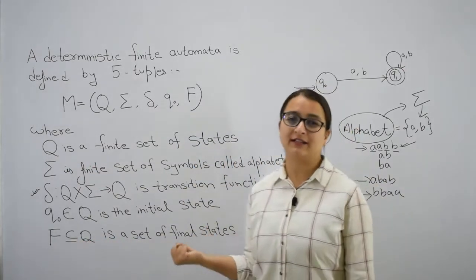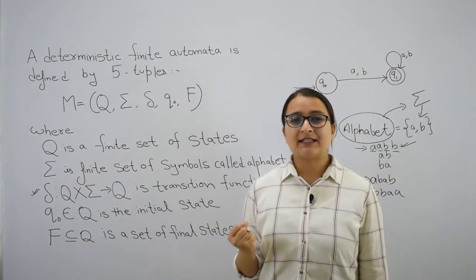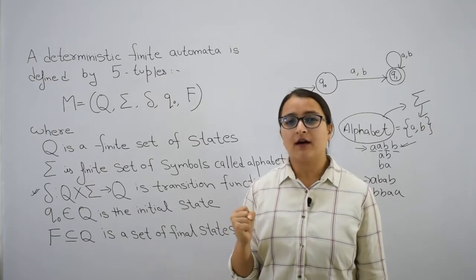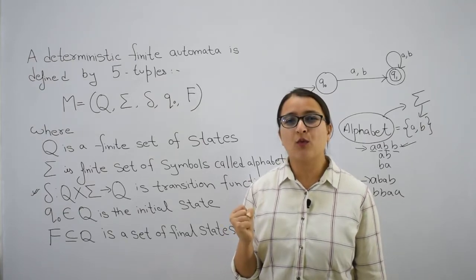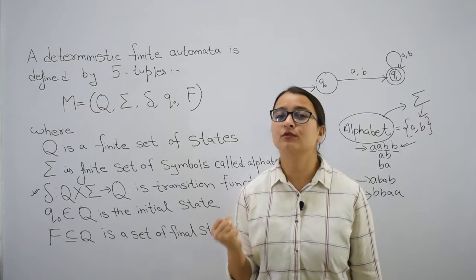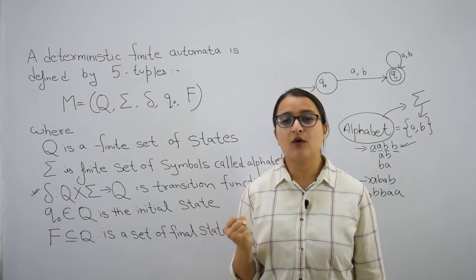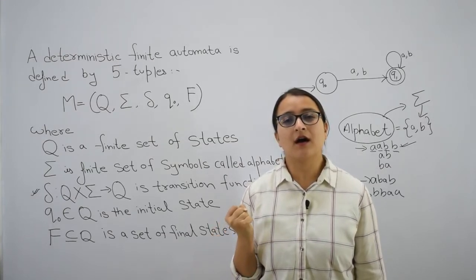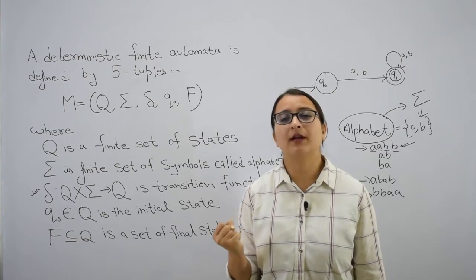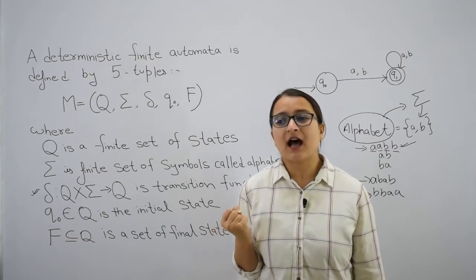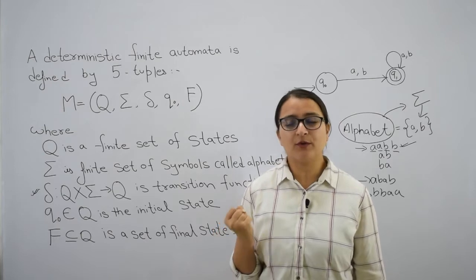Now, what is a final state? A final state is a state where you want to reach, where you are supposed to reach if your string is a member of that particular language. That's how it determines. You perform transitions.